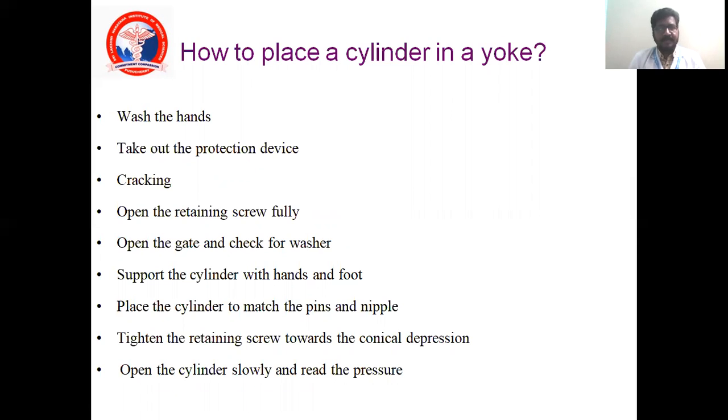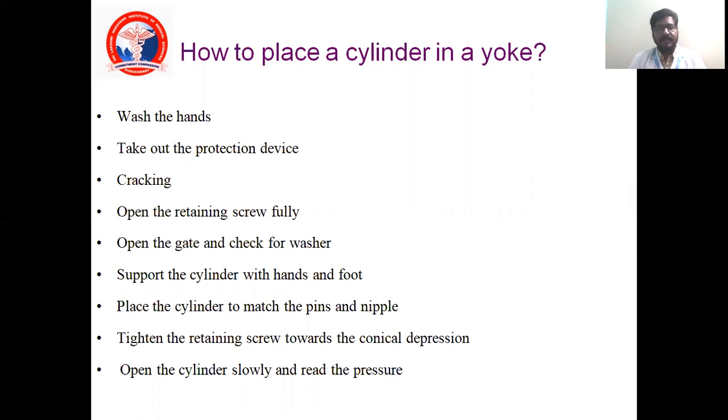We have to crack the cylinder. Cracking the cylinder means we have to open the cylinder slowly in order to let out the dust or other particles, in order to prevent the bursting of the cylinder. Now open the retaining screw fully. Open the gate and check the washer, whether the washer is broken or intact.